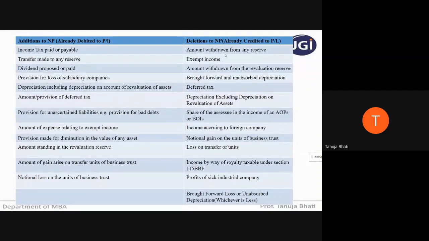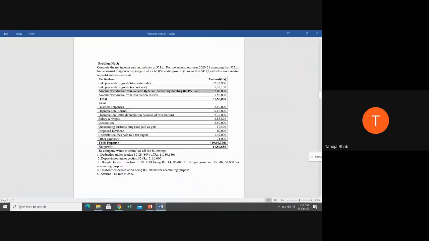So whatever amount is withdrawn from any reserve, that has to be reduced from the net profit. So students, this particular item you can see, that has to be reduced from the net profit.